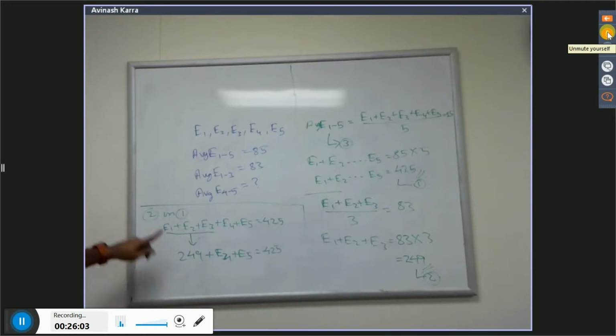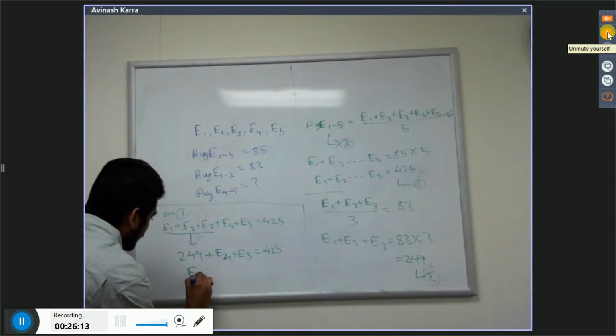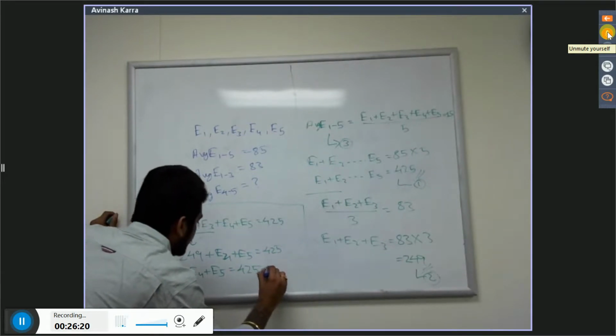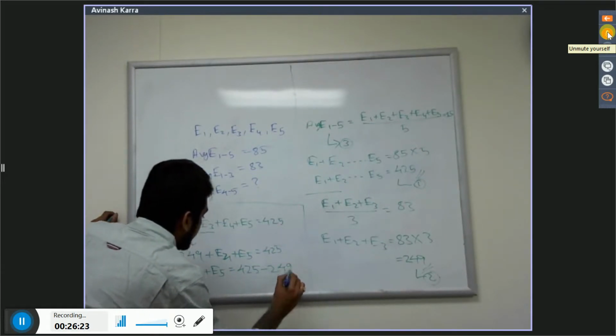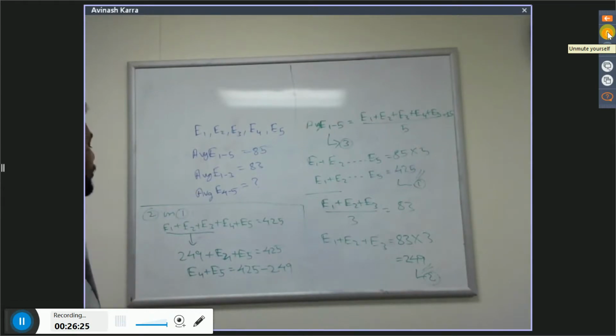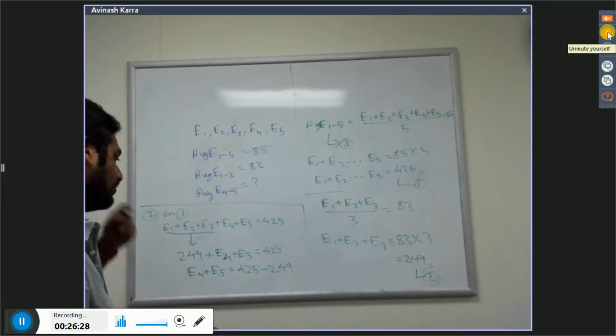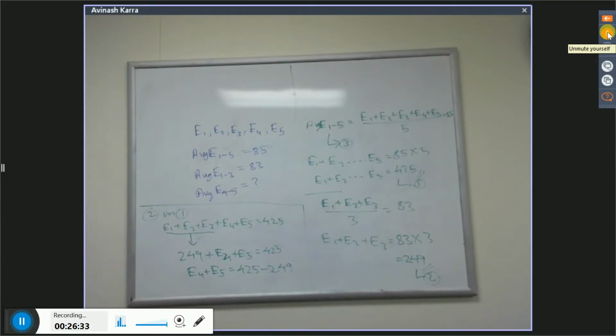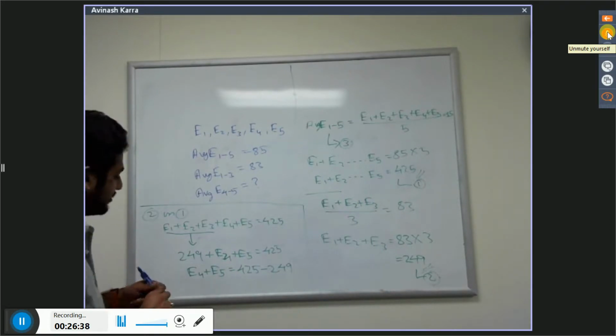So now, what is 249 doing here? It is adding in the LHS. If it goes to the RHS, it subtracts. E4 plus E5 is equal to 425 minus 249. What is the value? 425 minus 200 is 225. 225 minus 50 is 175. So 176 should be the answer.